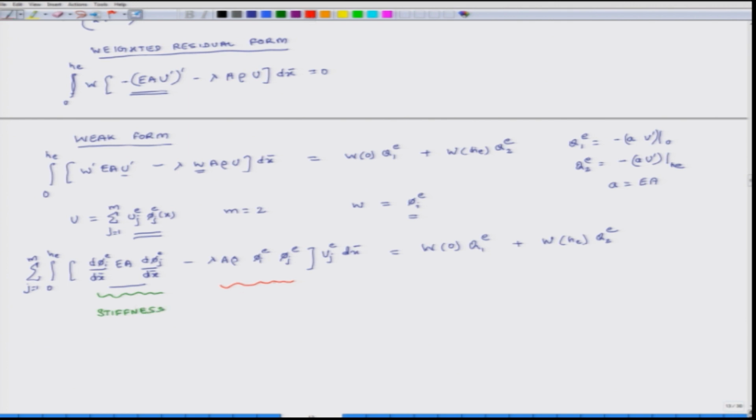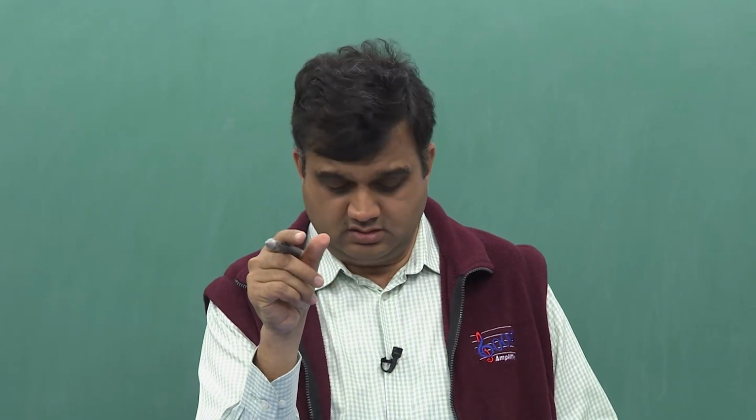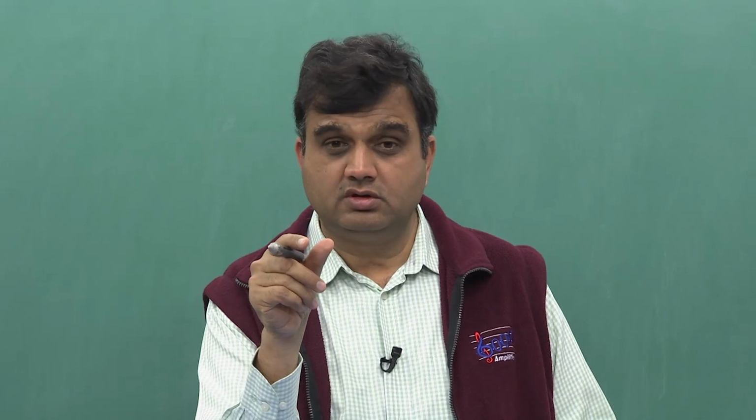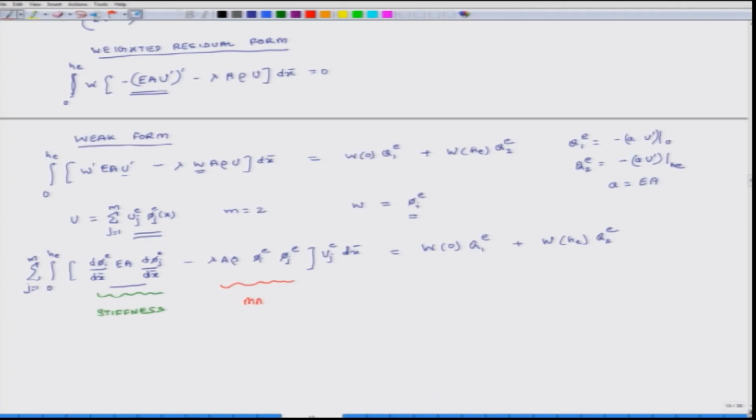On the other hand, the red term, the one which is underlined in red, if we do not worry about lambda, then it is A times rho times dx. Suppose you have a small element which is dx long, the cross sectional area is A times rho, rho is the density, so it represents the mass of the system. Okay.